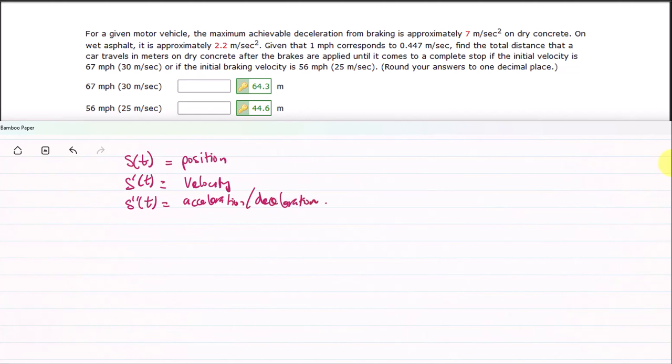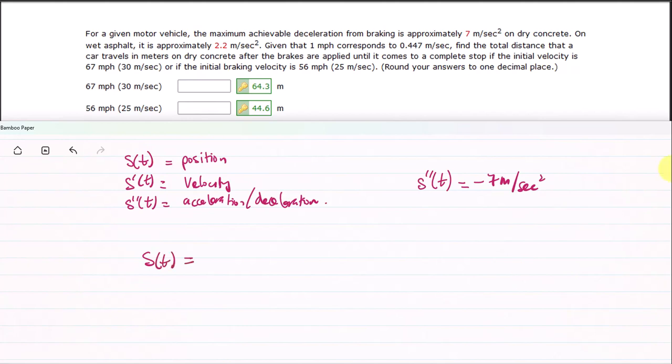In this question we are given that the deceleration, the double derivative of s of t, is equal to minus 7 meters per second squared. Make sure that we include a minus because it is the deceleration, it is slowing down. So it should be negative, versus the acceleration, which would be a positive value.